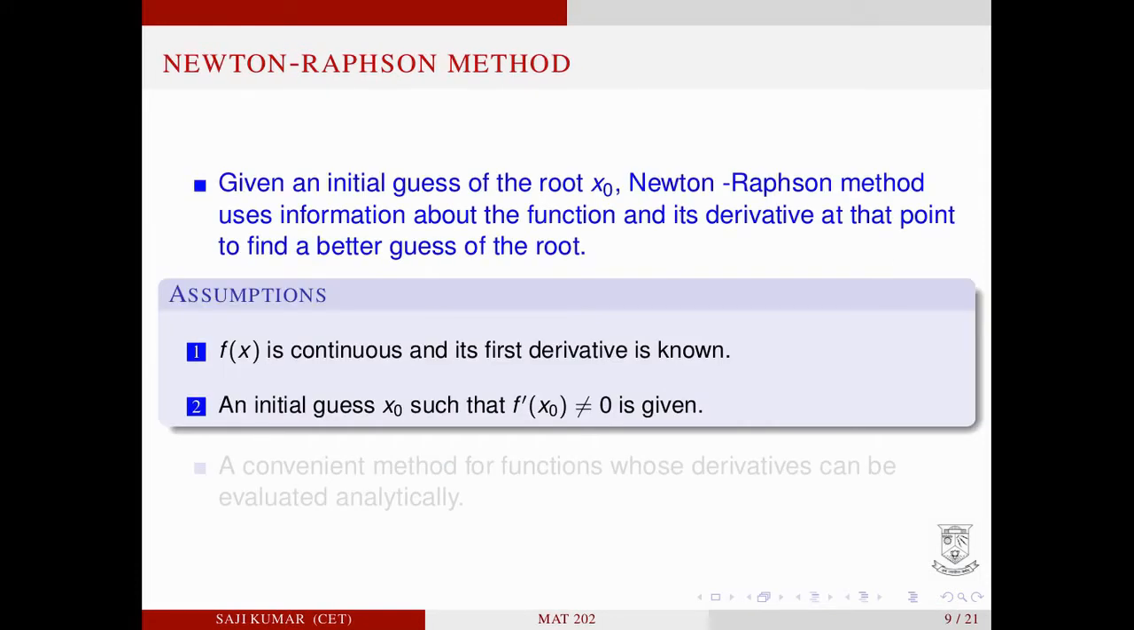Newton-Raphson method. Given an initial guess of the root x0, the Newton-Raphson method uses information about the function and its derivative at that point to find a better guess of the root. The following are the assumptions we are using in the root computation by the Newton-Raphson method. First, f(x) is continuous and its first derivative is known. An initial guess x0 such that f'(x0) is not equal to 0 is given. The Newton-Raphson method is a convenient method for functions whose derivatives can be evaluated analytically.